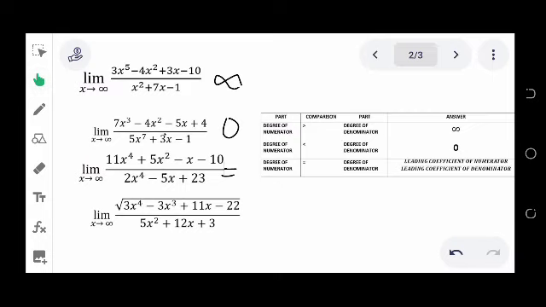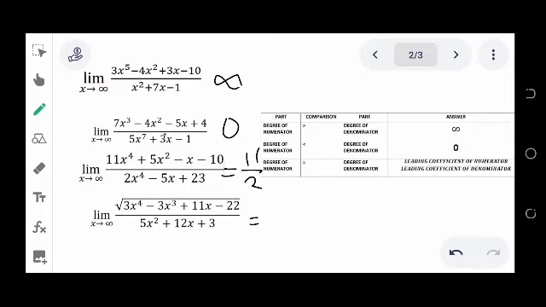When we say leading coefficient, it's the coefficient of the term with the highest exponent. So in the numerator, the highest exponent is 4, the coefficient is 11, so the leading coefficient is 11, over the leading coefficient of the denominator. Again, that's the coefficient of the highest exponent. The highest exponent is 4, the coefficient is 2, so the leading coefficient is 2. The answer is 11 over 2.